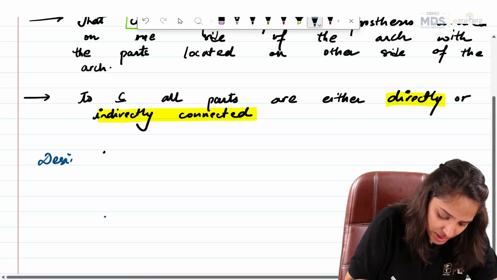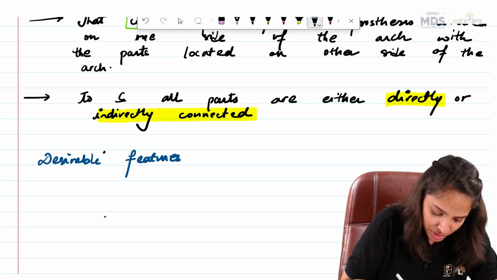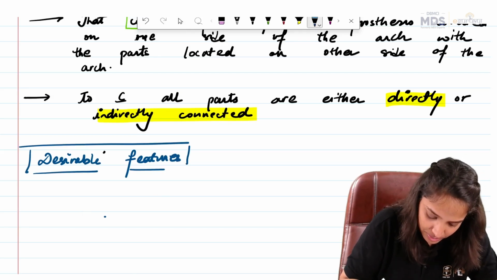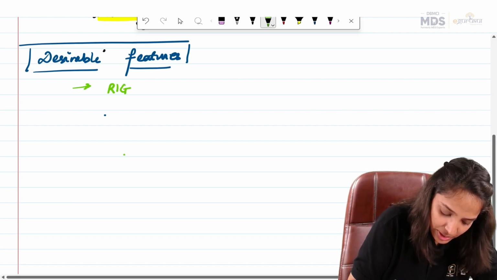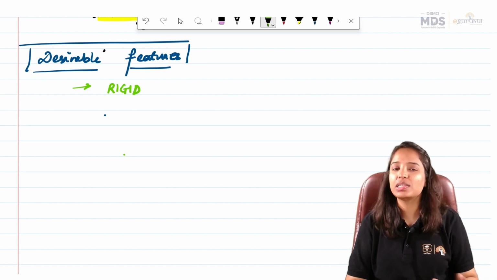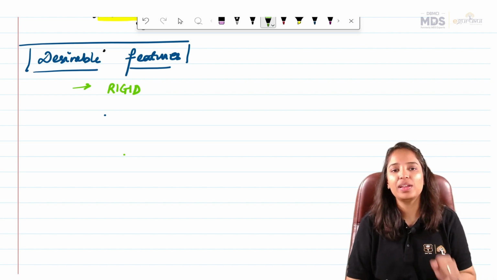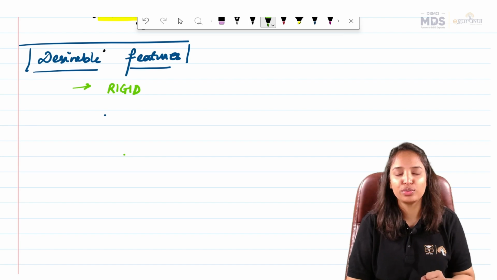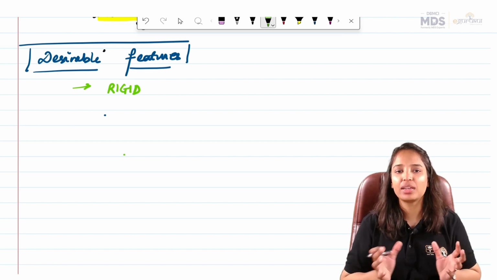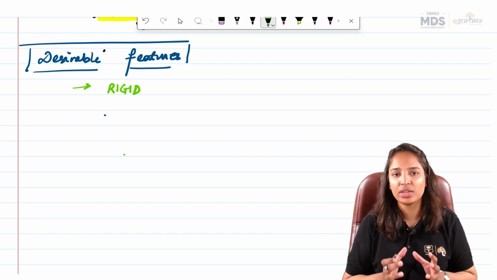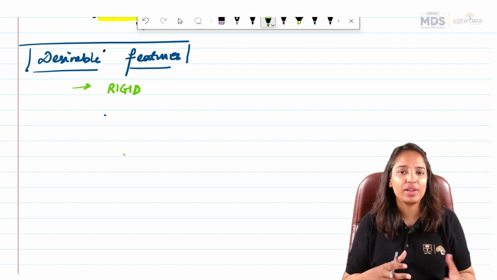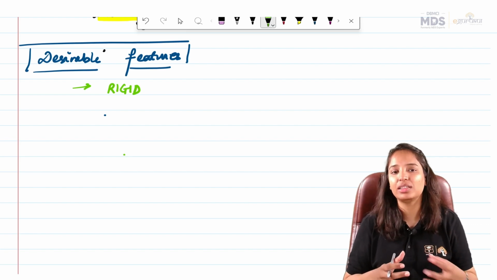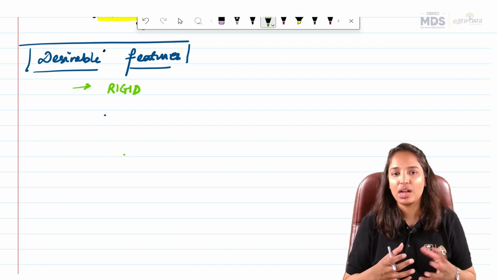What are the desirable features of a major connector? The first desirable feature is it should be rigid in nature. Now, this is something that you must understand. Whenever any occlusal forces are applied onto the prosthesis, if the major connector of your prosthesis is rigid, the forces will be dissipated from the point of application. The point of application would usually be your acrylic teeth that are replacing the partially edentulous arches, right?